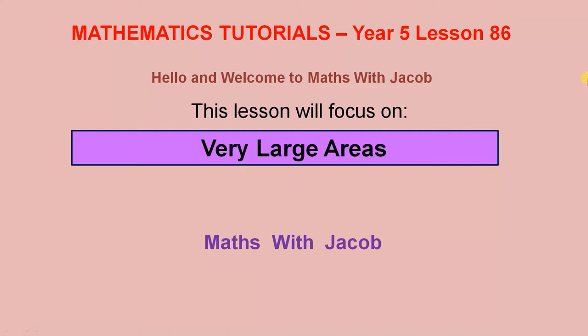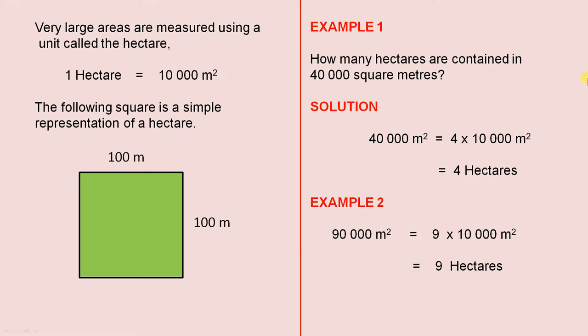This lesson will focus on very large areas. Very large areas are measured using a unit called the hectare. 1 hectare is equal to 10,000 square metres. The following square is a simple representation of a hectare.